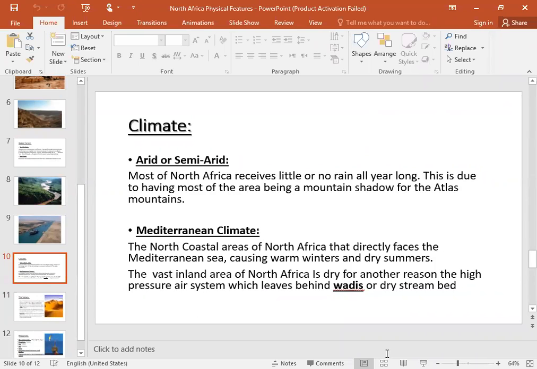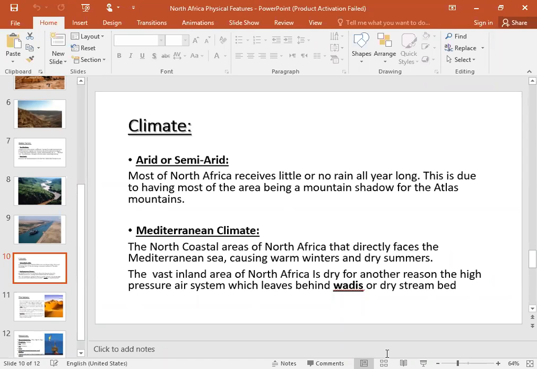Actually, as we said, North Africa mostly consists of desert. Okay, so most of North Africa receives little rain or no rain at all. This is the first part. It receives little rain or no rain all year. Okay, why do we have little rain? This is because this area is in a mountain shadow of the Atlas Mountains.